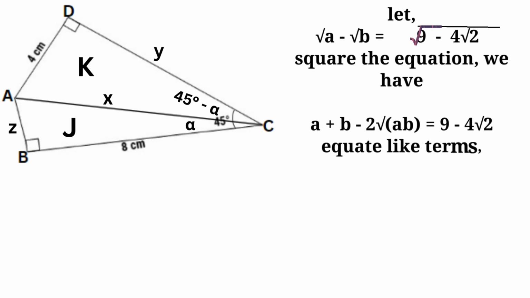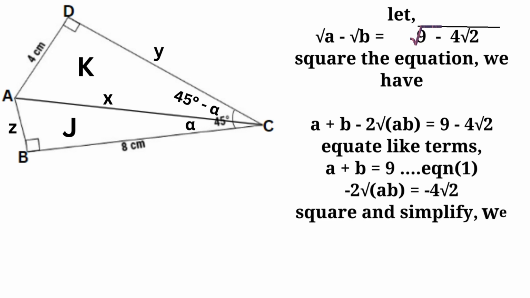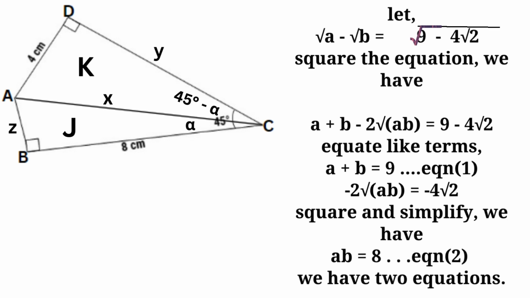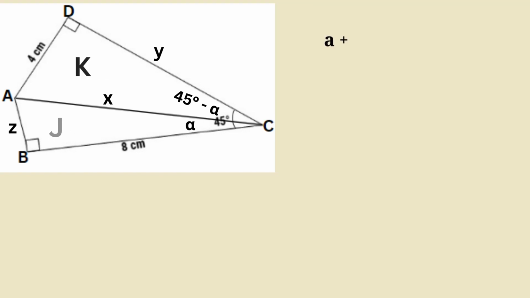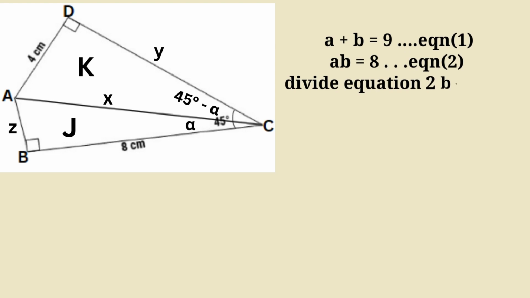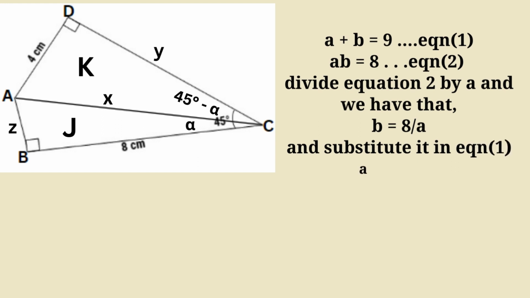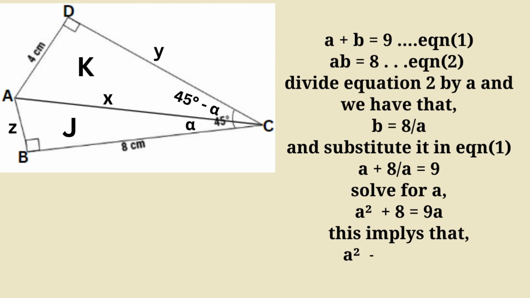Let the square root of a minus the square root of b equal this radical we want to simplify. Square the equation and equate common or equal terms from both sides of the equation. We have equation 1 and by simplifying the radical equation, we have equation 2 as shown. In all, we have two equations. Divide equation 2 by a and we have that b equals 8 divided by a, and substitute it in equation 1 to solve for a in the quadratic equation formed in a.